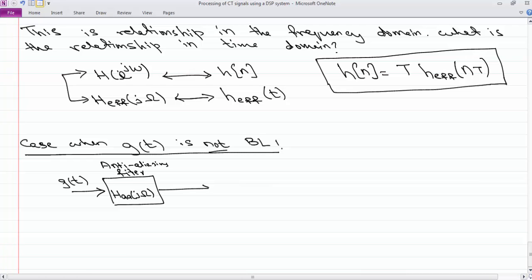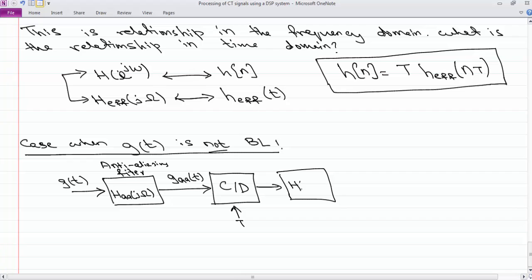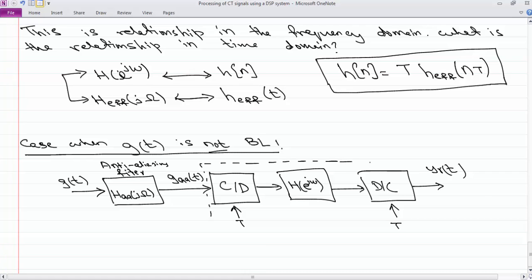And once we pass it through an anti-aliasing filter, we get this new signal. Of course, that is not the same signal as our original signal. Now that is band limited. We then pass it through continuous to discrete. We have the same rest of the block. We pass it through discrete to continuous. And then we get y_r of t. The question is, what is the equivalent relationship between the input of this entire system and the output?